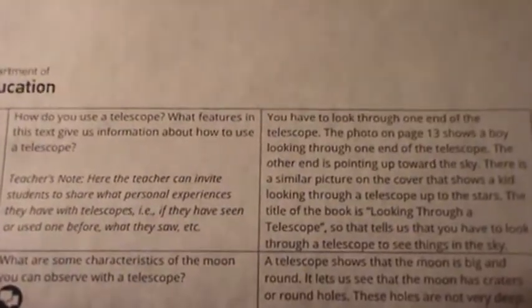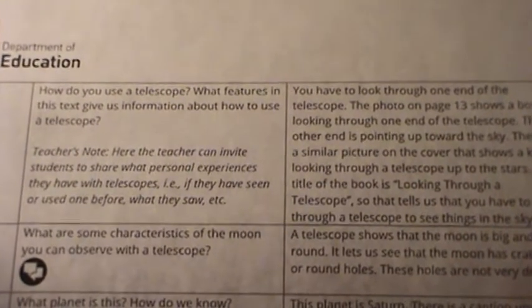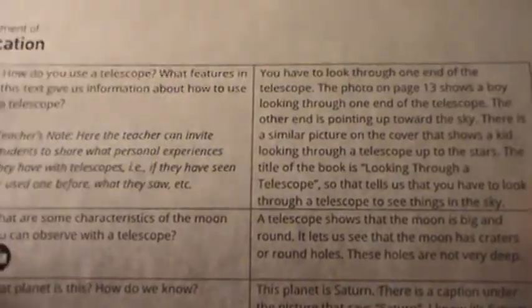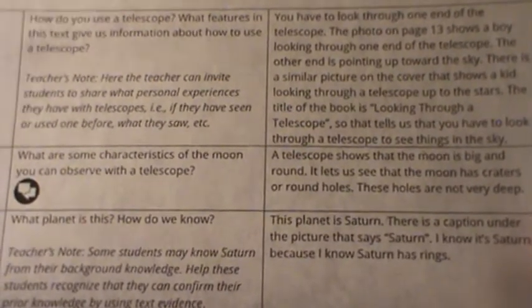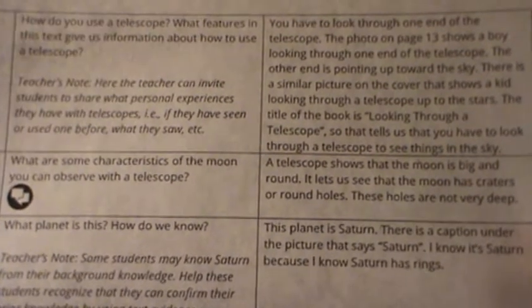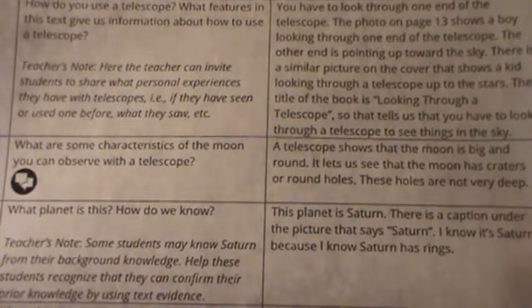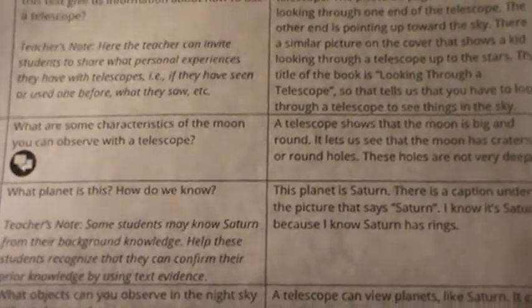Also, page 12, how do you use a telescope? What features in this text give us information about how to use a telescope? Then for page 14, what are some characteristics of the moon that you can observe with a telescope? Page 19, what planet is this and how do we know?